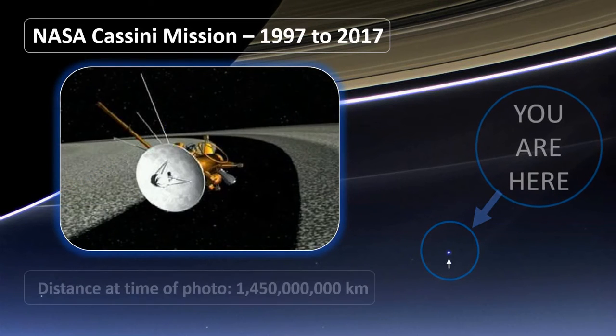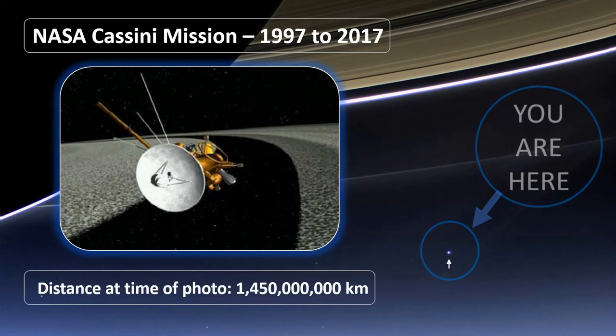This is another NASA mission. This spacecraft, the NASA Cassini mission, which took off in 1997 and was operating until 2017, took this photo from the planet Saturn. At the time this photo was taken, the distance was 1,450,000,000 kilometers.